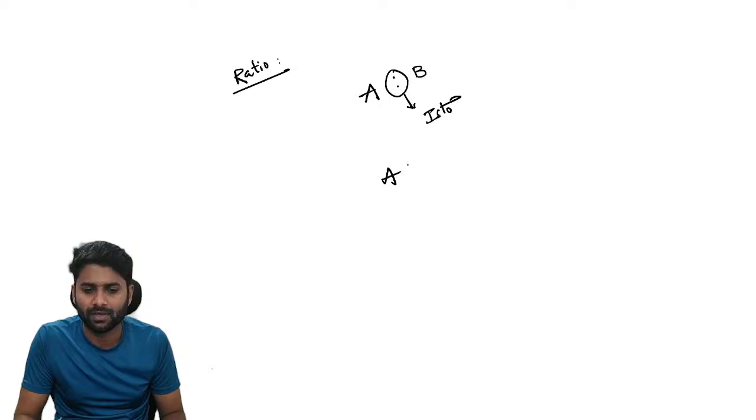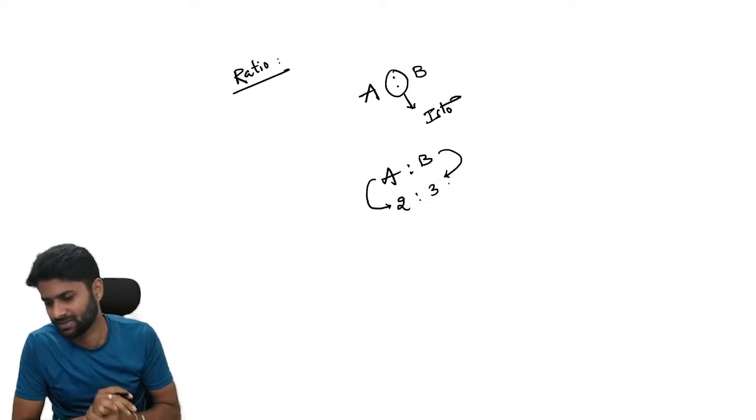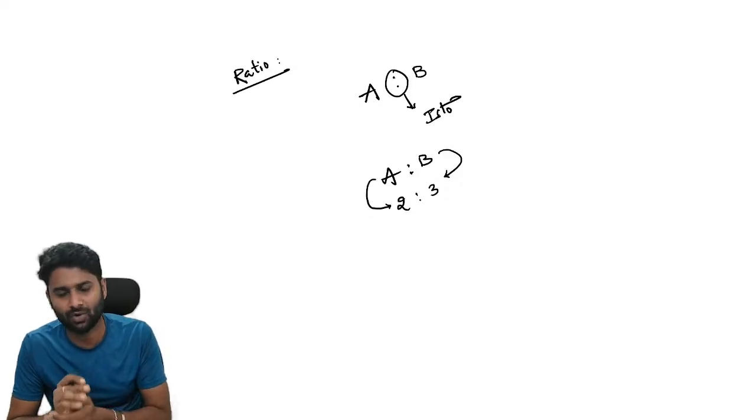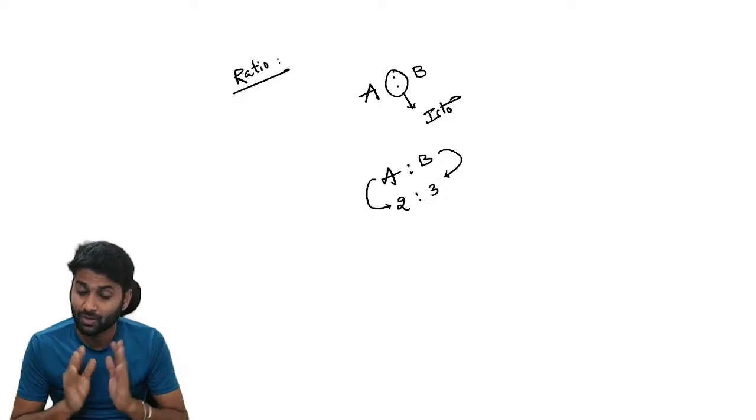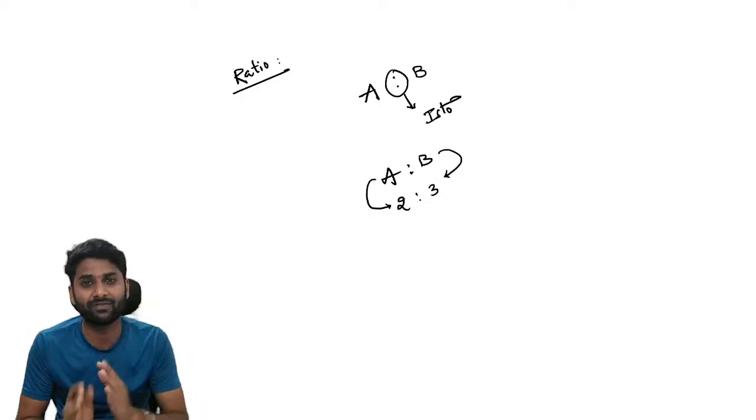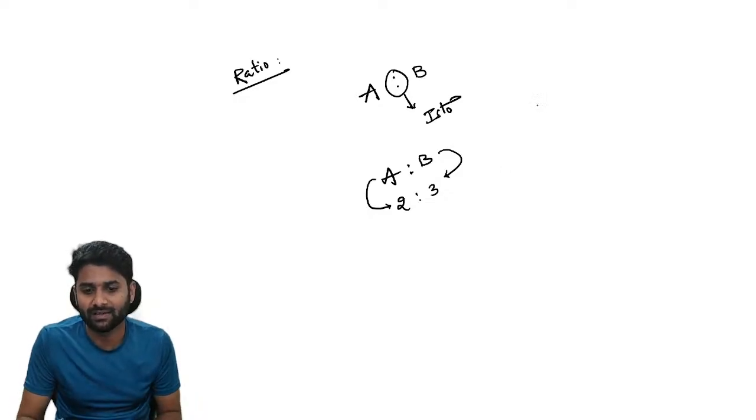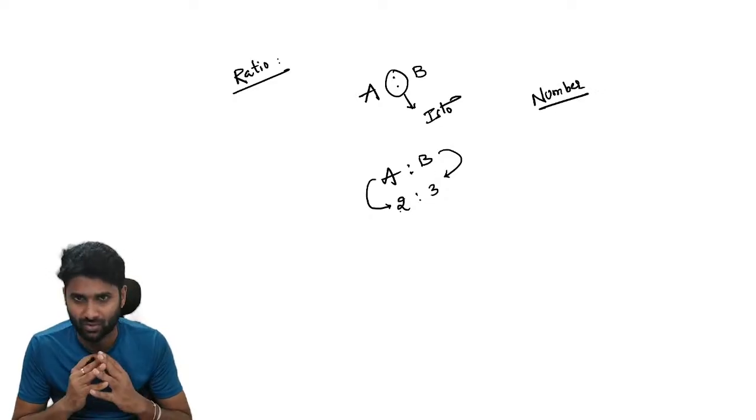For example, if A is to B is equal to 2 is to 3, the meaning of this ratio is that A has 2 units and in the same way B has exactly 3 units. It defines the quantity, not the exact number. Don't assume that A's value is 2. You can assume that A's value is 2 units. 2 is completely different from 2 units. You cannot convert any ratio directly into an exact number. Why? Because these are individual quantities.